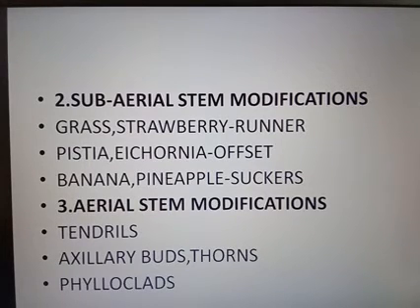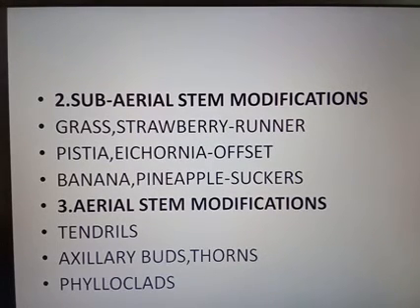In the case of grass and strawberry, the lateral branches originate from above the soil, from the axillary buds of the parent plant. It is delicate with long internodes and runs horizontally. Adventitious roots are given out from the nodes and fixed into the soil. In Pistia and Eichhornia, short internodes and lateral branches with a rosette of leaves are turned off; this subaerial stem modification is known as offset. In banana and pineapple, the subaerial modification is known as suckers.